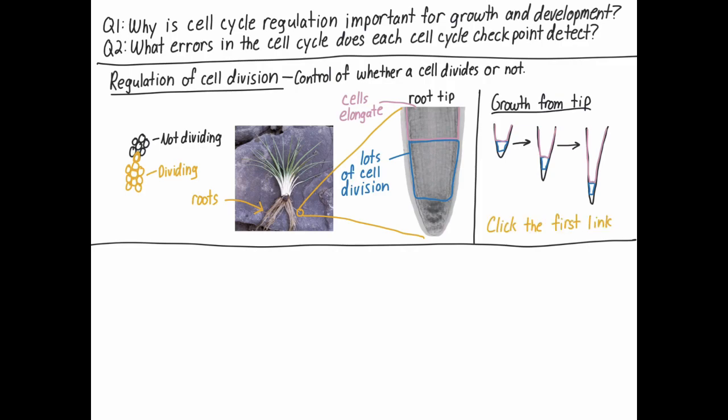At this point, go ahead and view a time-lapse video of this process by clicking the first link below this video. In the video, the flashes of green indicate when a cell is dividing, so you'll see most of the flashes at the root tip. I'll give you a few seconds to check it out.